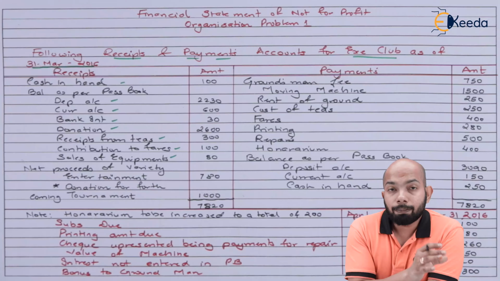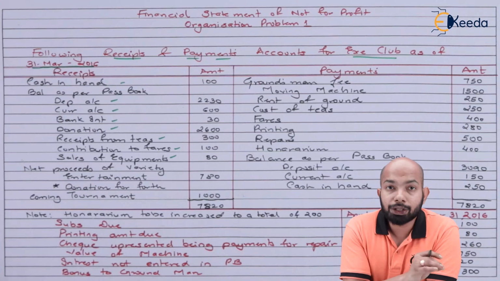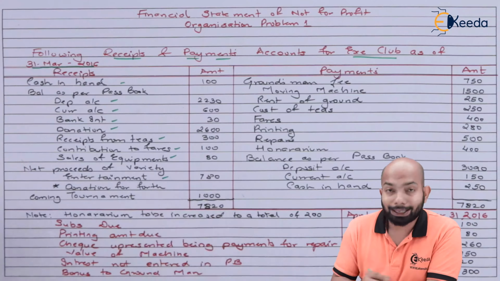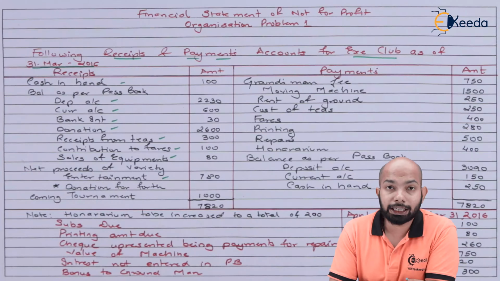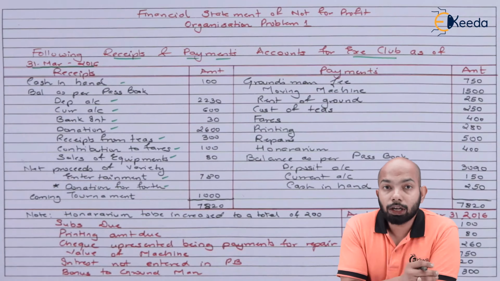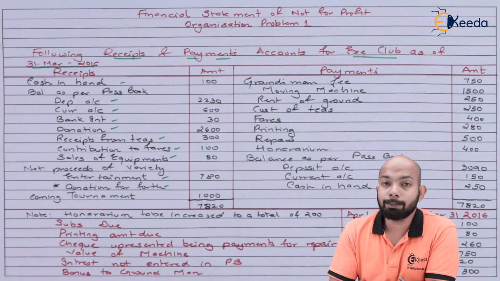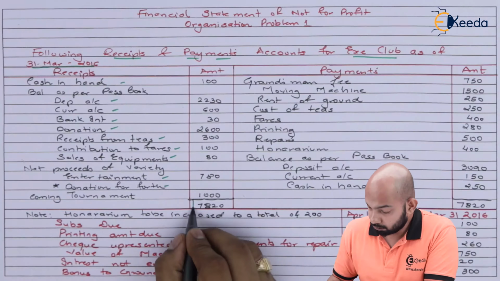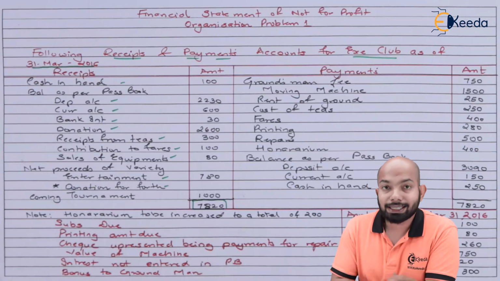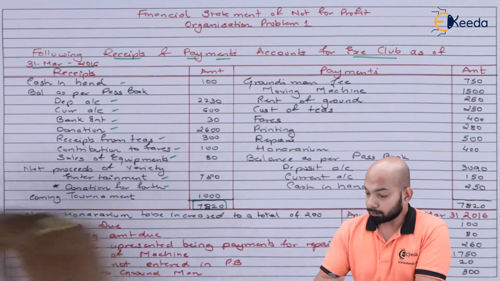Now, there is one portion which states the net proceeds from variety entertainment, which is 780 rupees. Donation for a forthcoming tournament is 1000 rupees. So the total of the receipt side is 7820. Now let's figure out what we have on the payment side.